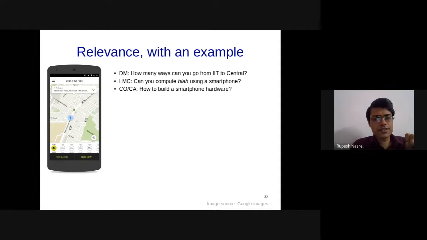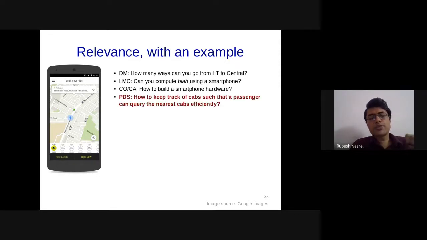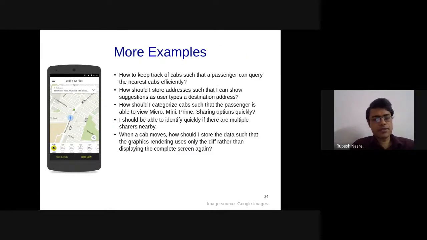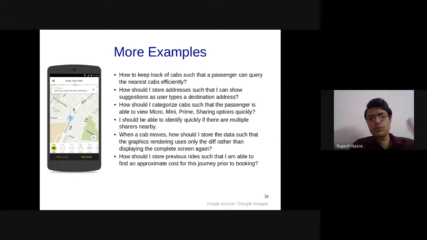So if you recall this cab booking app, PDS said how to keep track of the cabs such that a passenger can query the nearest cabs efficiently. I hope you will be able to now think of good data structures where you can maintain this information, where new cabs are getting added and some cabs are getting removed. And there were other examples of PDS which you can think about, and you should go through these now to see if you are able to now think of data structures to maintain this information in an efficient way.